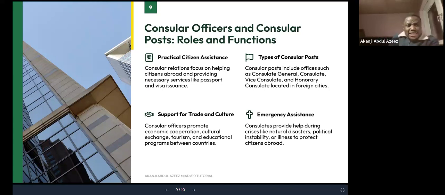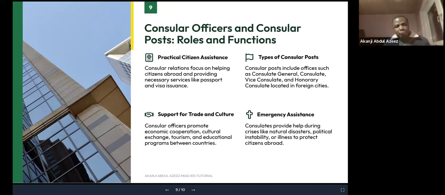Listen, because unlike diplomats, who deal with political negotiation, consular officers mainly focus on practical services for citizens. Understand? Maybe you are working in Nigeria in the Ministry of Foreign Affairs, and they say, okay, go and work in one embassy in another country. You are a consular officer, right? Now you deal with citizens. Your matter is not to talk about political negotiation. You deal with the Nigerian citizens in that particular country they send you to, because you are a consular officer.